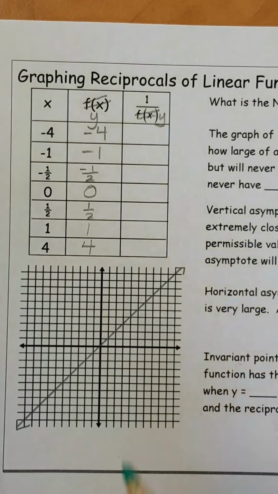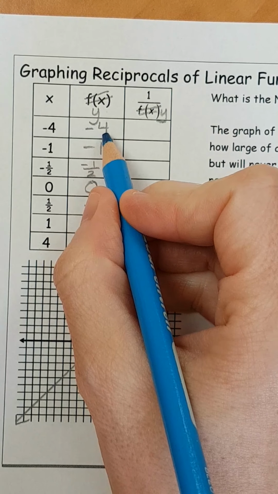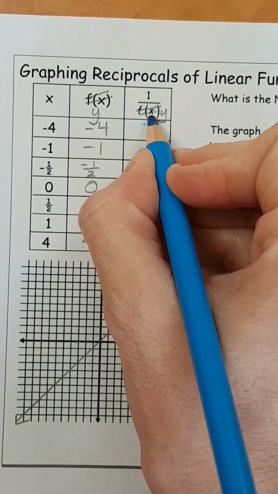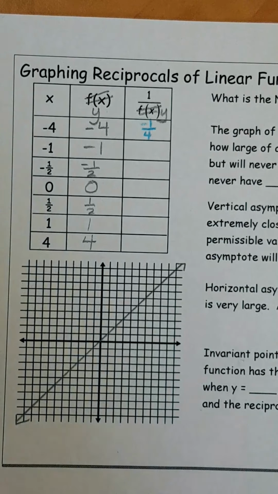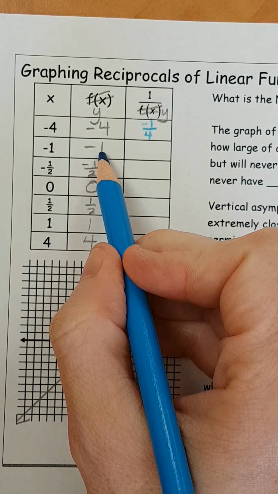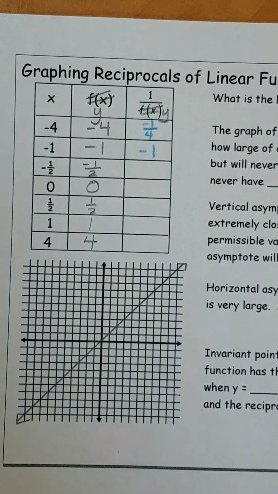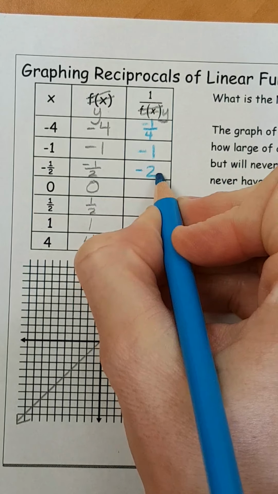So when we look at this, I'm just trying to think of which one's going to stand out here. So for this one, it's really negative 4 over 1, so we're going to write it as negative 1 over 4. Negative 1, what's the reciprocal of negative 1? Well, it's just negative 1. The reciprocal of negative a half will be negative 2.